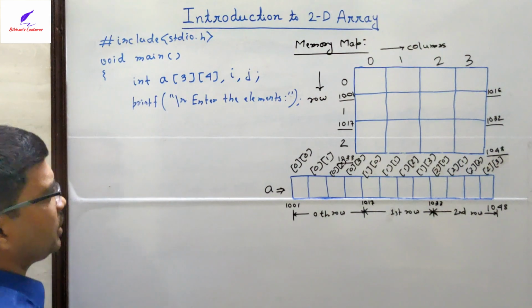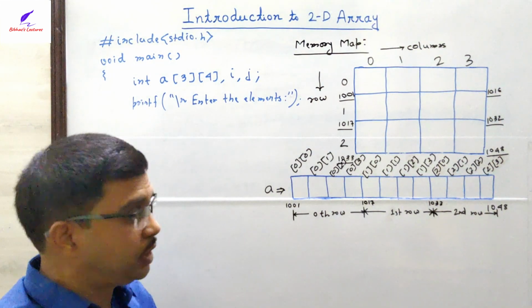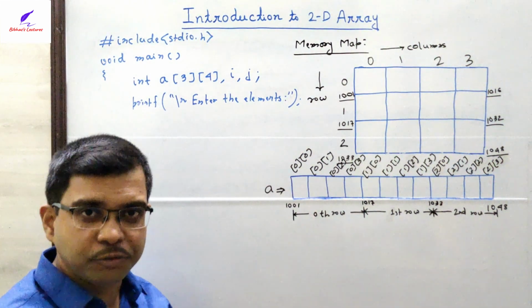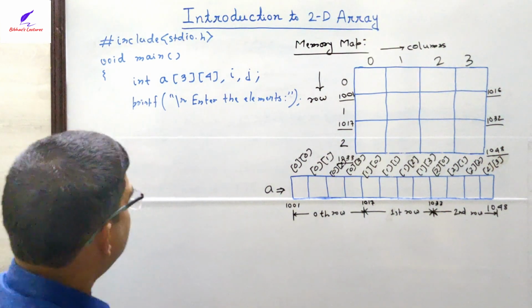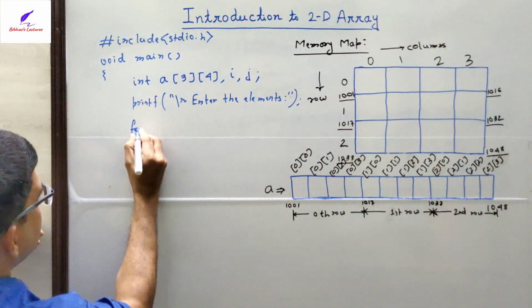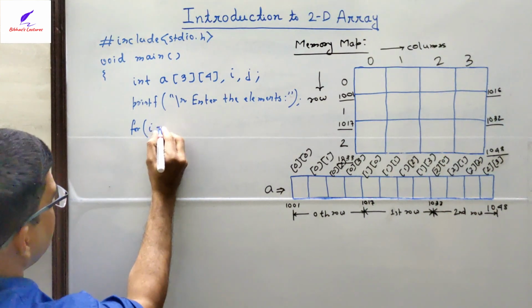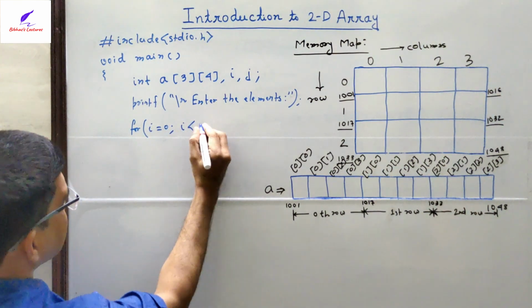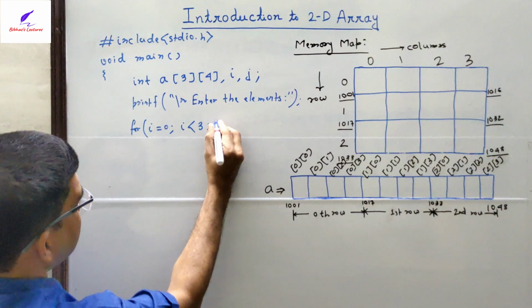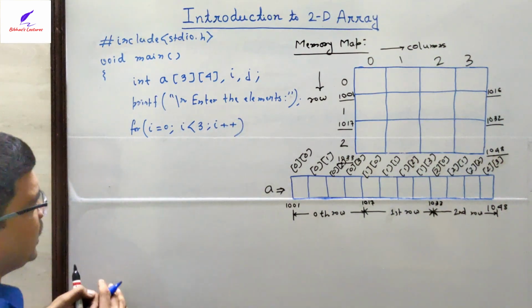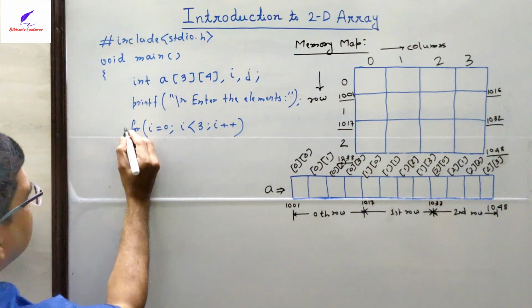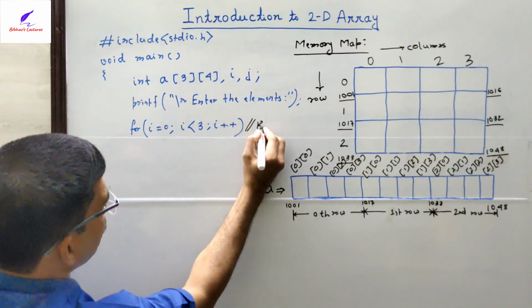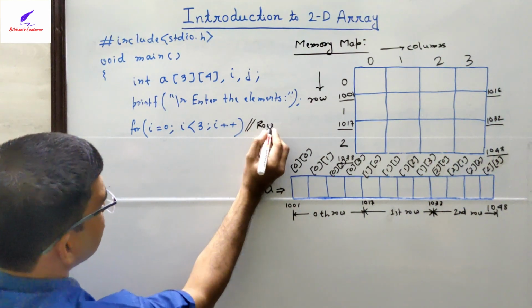Okay, now after that we have to execute a loop. Now since we are dealing with a 2D array, 2 loops we have to execute. So the first loop is for i = 0; i < 3; i++. Now this loop will iterate for what purpose? It is for row.